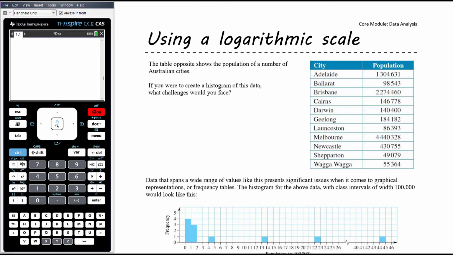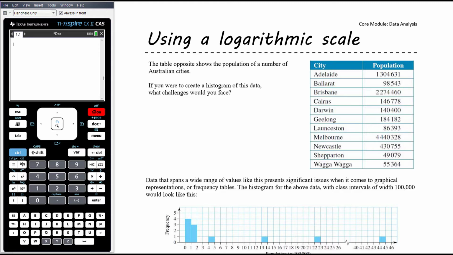Okay, so in our previous video we looked at histograms. We're going to continue to look at histograms here, but we're going to look at examples where it is useful to use a logarithmic scale or a log scale. So here we have a table of data and it shows the population of a number of Australian cities.